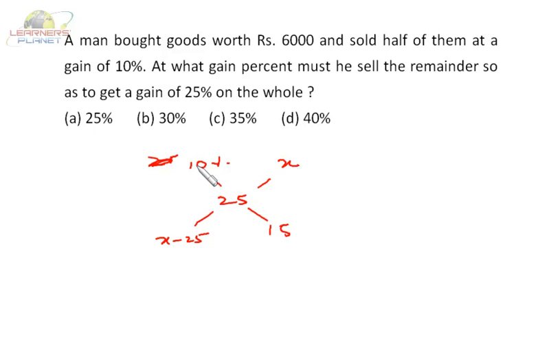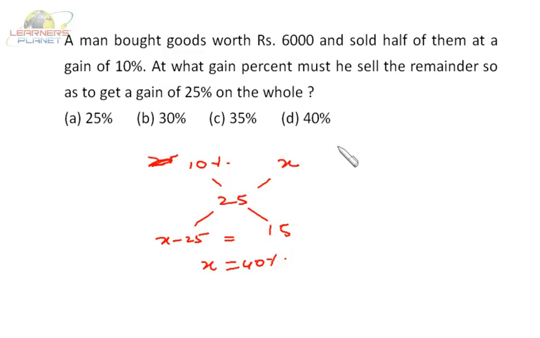Now since half the quantity is at a gain of 10% and half the quantity is at a gain of X%, that means both of them should be equal. So we can say X is equal to 40%. Then the remainder should be sold at 40% profit.